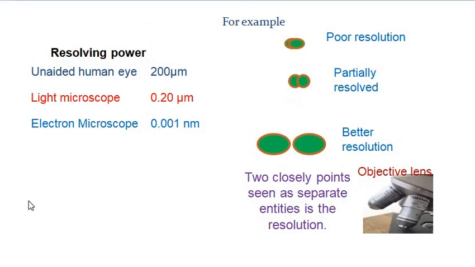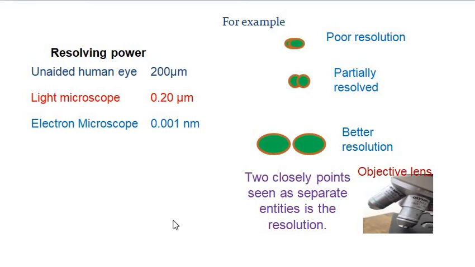What is the meaning of resolving or resolution? When two points in a specimen cannot be seen individually, or they are only partially resolved, but when we see the specimen at higher magnification, we can see the two closely spaced points as separate entities, which produces a better resolution under the objective lens of the microscope.